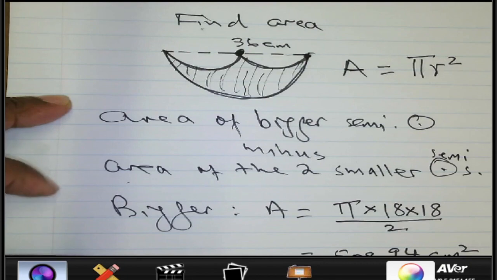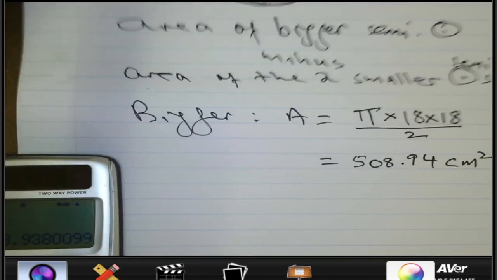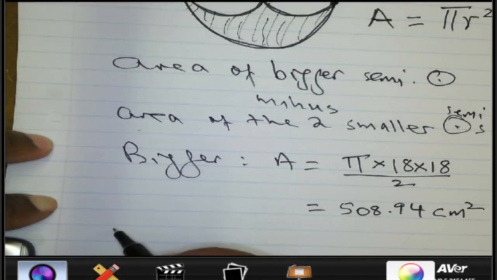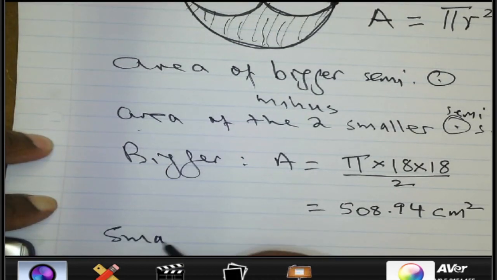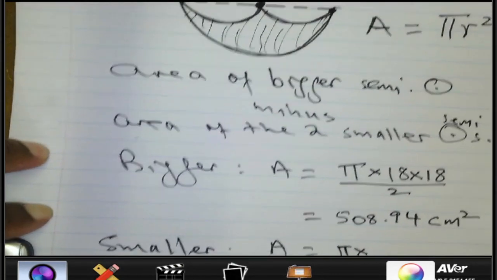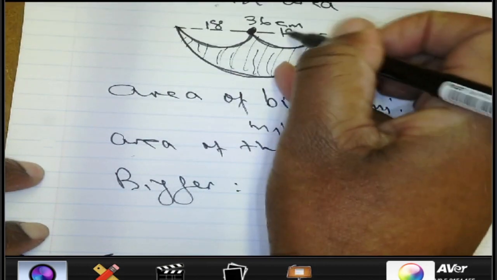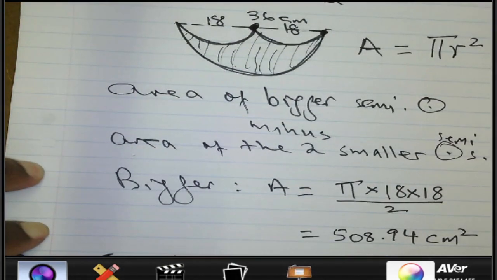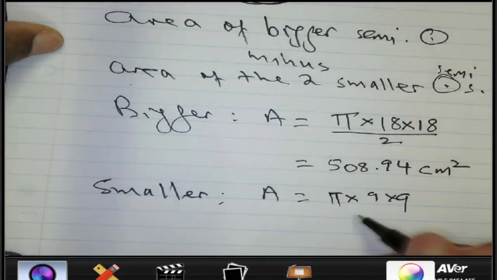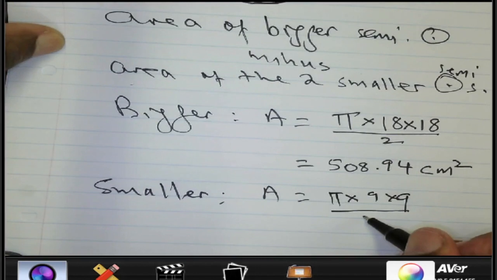Now let's work out the area of the smaller semicircles. Right, the smaller ones. The formula is the same. It's pi times radius squared, but what is the radius of each one of those now? It's 9, because we know the diameter of each one of them should be 18. So 9 should be multiplied by 9. But it's a semicircle, so we divide by 2.